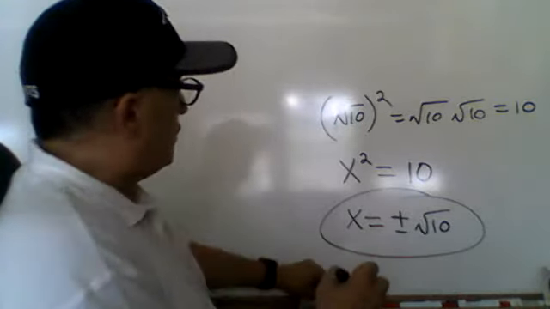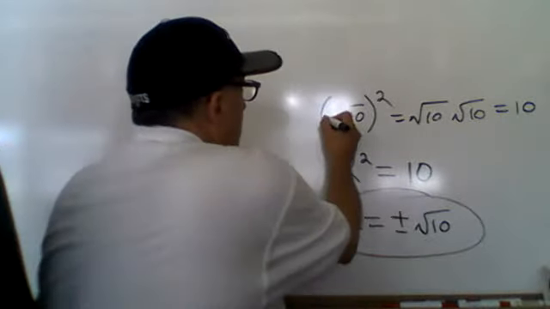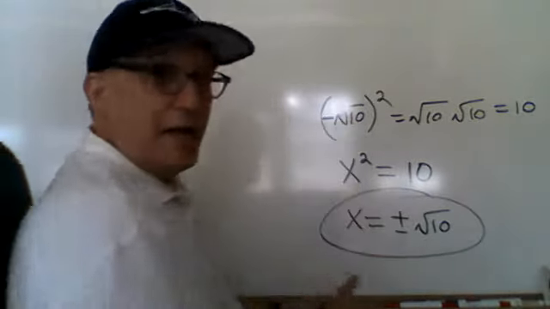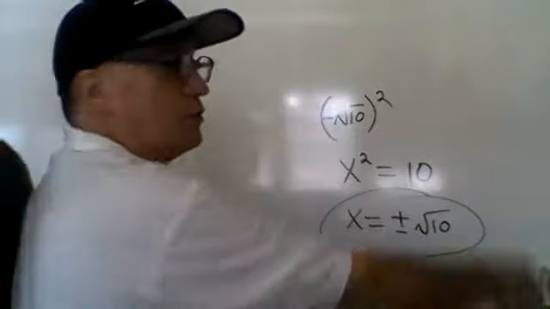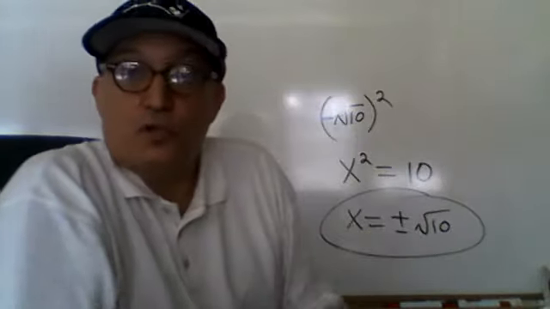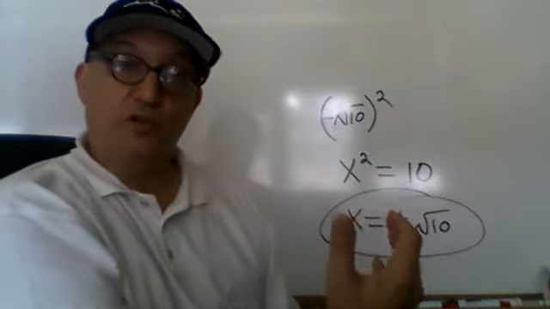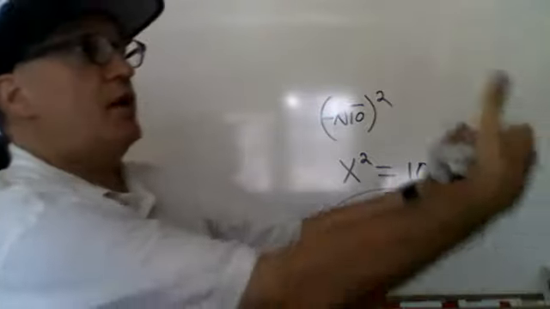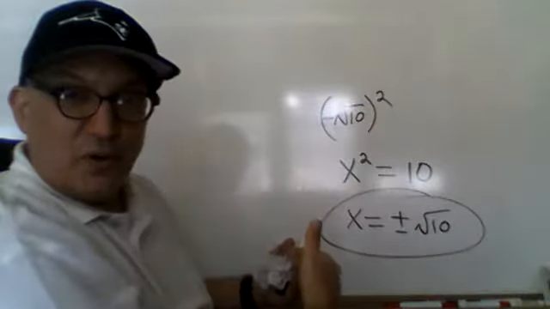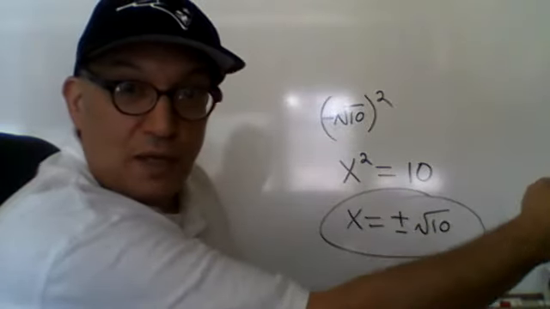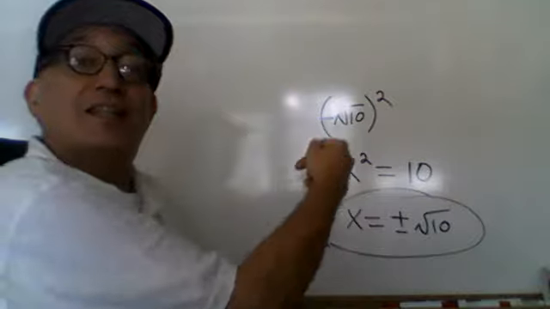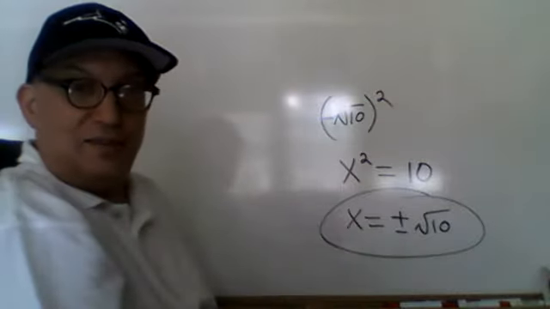The other solution is the negative square root of 10. So now I'll put the minus sign in front of it. When I put the minus sign in front of the square root of 10 symbol, now I'm referring to the negative square root of 10, which of course is the same number except on the other side of 0. The square root of 10 is a little bit more than 3. The negative square root of 10 is a little bit less than negative 3, right?